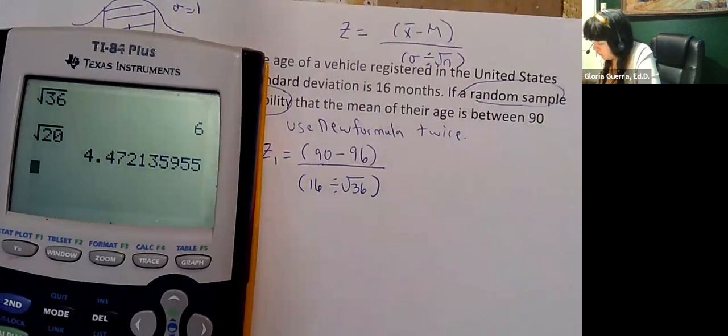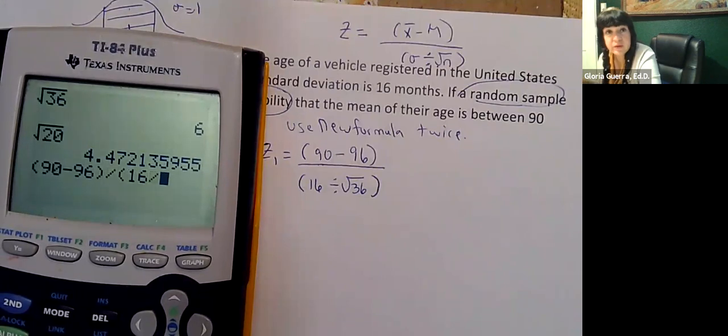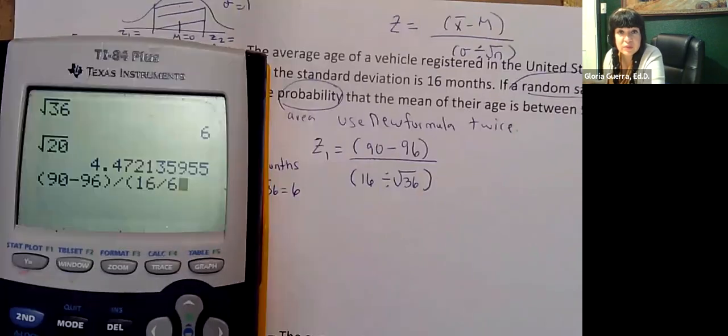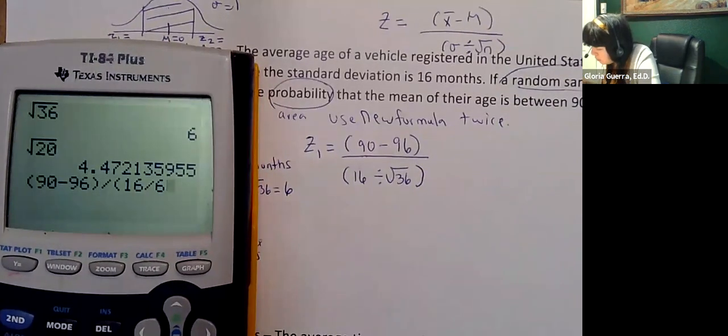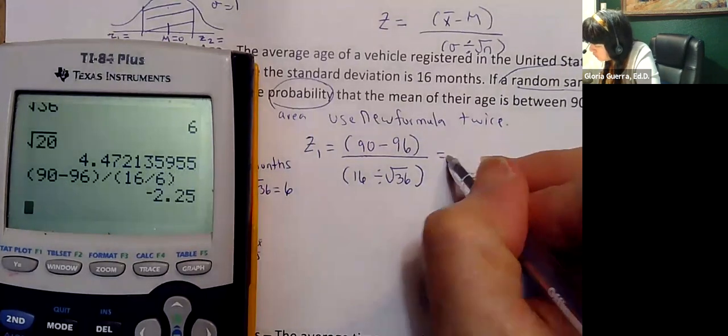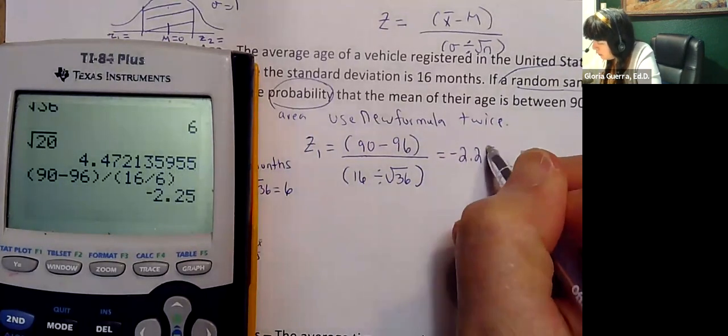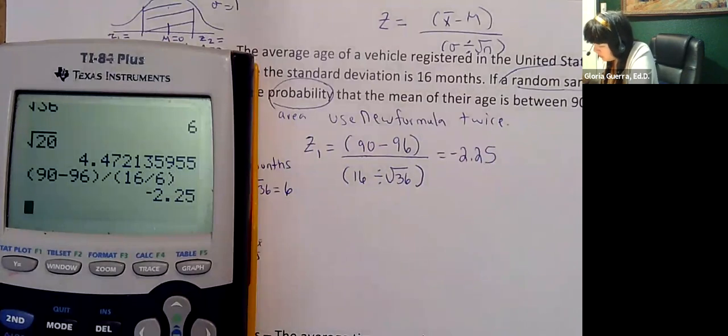I have open parentheses, 90 take away 96, close parentheses, divided by open parentheses, 16 divided by 6, because we said that the square root of 36 was 6. Then close it and hit equals. And you get negative 2.25.